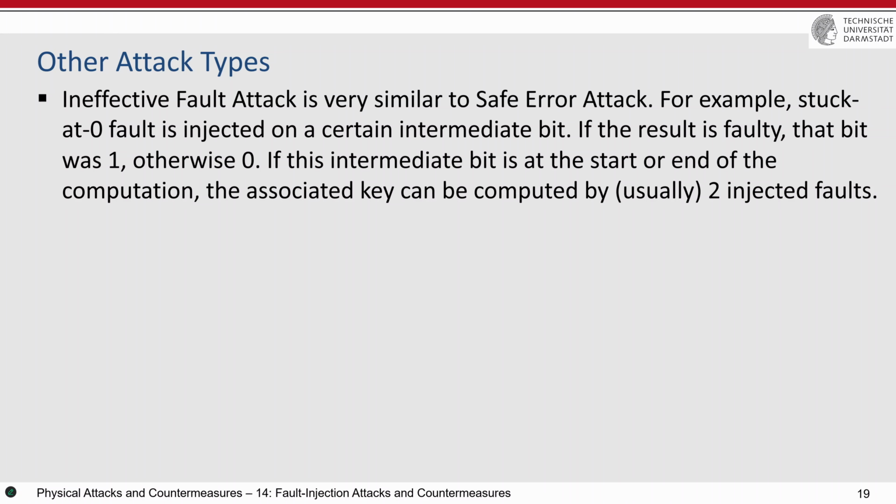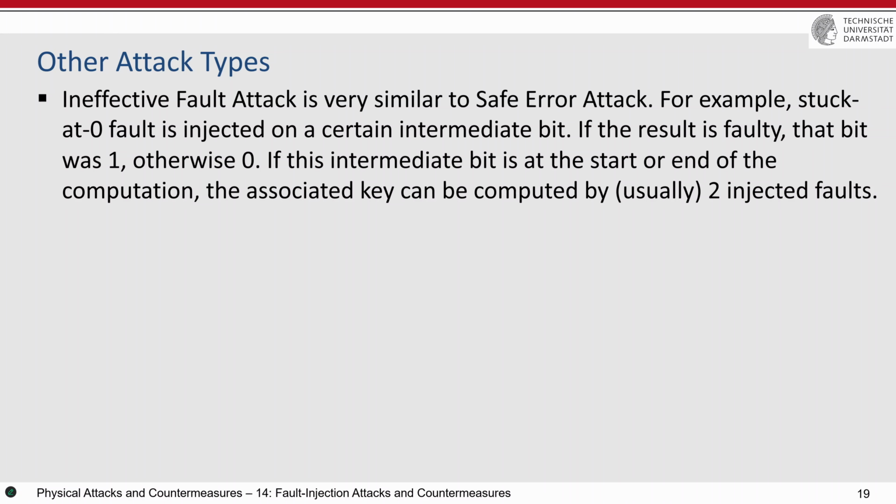you look at the output, and if the output is not faulty, meaning that the computation is completely correct, everything is fine, then you know that that bit was 0. Then you guess the key backwards to check whether the S-box input has that bit 0 or not. If it has, then the key is one of the key candidates for you. For that reason, the attack is called ineffective fault attack.